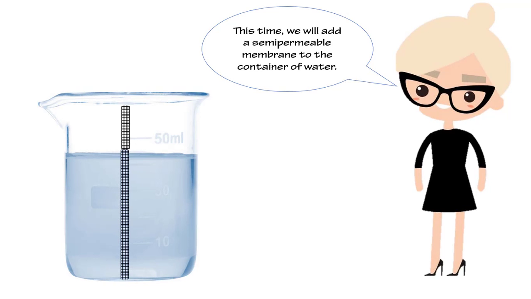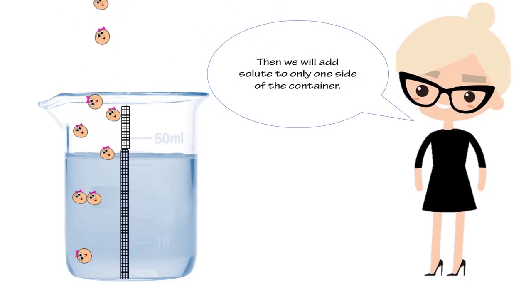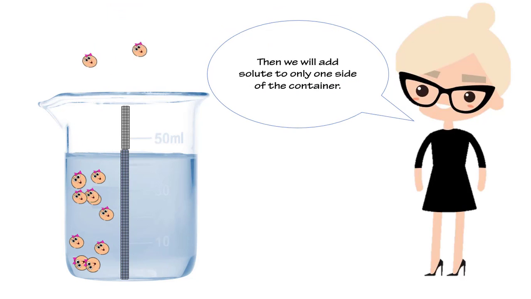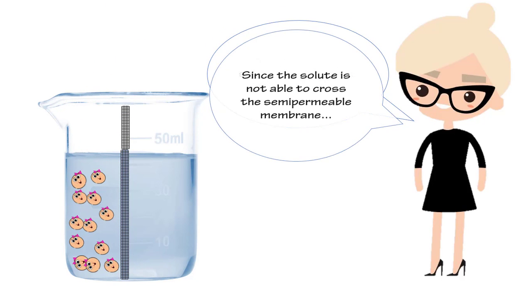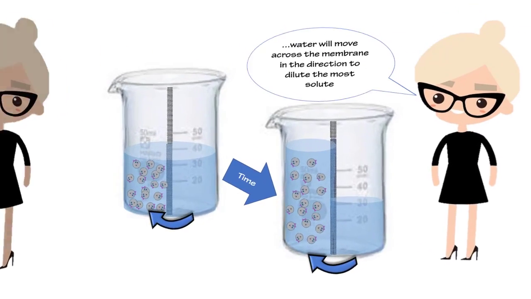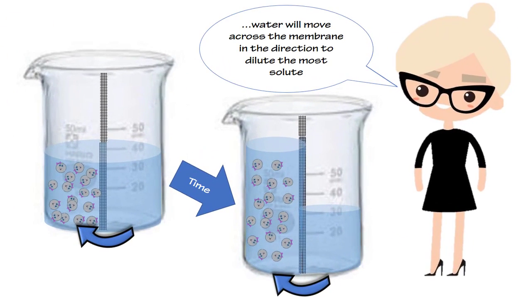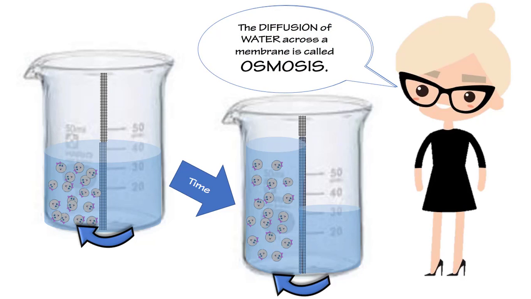This time, we add a semi-permeable membrane to that container of water, and we'll add solute to one side. This solute is not able to cross this membrane. Since the solute is not able to cross the semi-permeable membrane, water will move across the membrane in the direction to dissolve the most solute. The diffusion of water across a membrane is called osmosis.